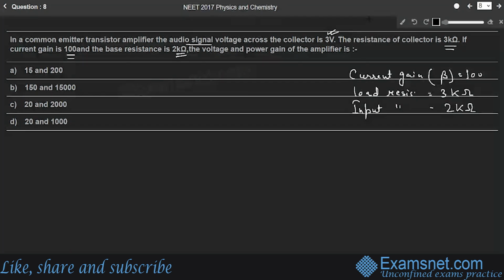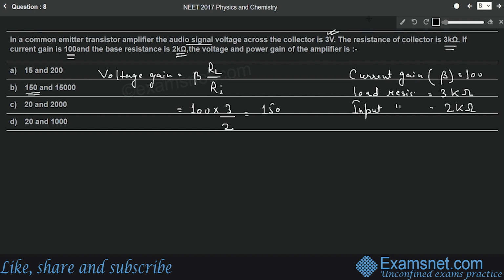Now we can easily find the voltage gain using simple formula. So voltage gain is equal to current gain, that is beta, into load resistance upon input resistance. Okay, so beta is given as 100, load resistance is 3 kilo ohm, and the input resistance is 2 kilo ohm. Okay, so on solving this we get 150, right? Now voltage gain is 150, so it is quite clear that option B will be the correct answer, because it is the only option where voltage gain is 150.